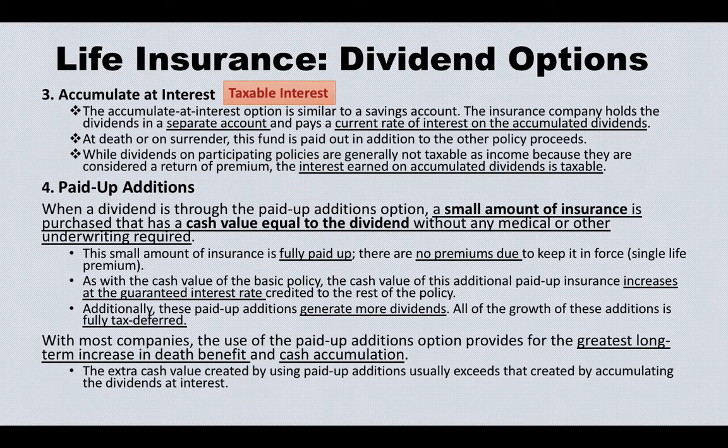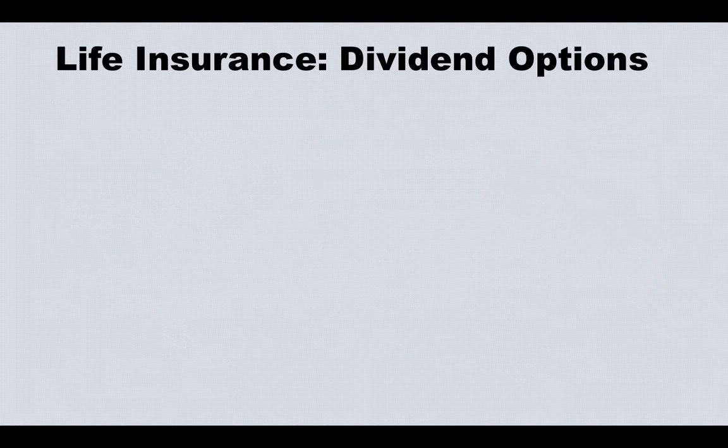So again, accumulated at interest, your interest is taxable every year to you. Paid up addition, the return of the premium is not taxed. So if you have a MEC life insurance, you can use this option because you are not going to be taxed if you use paid up addition.